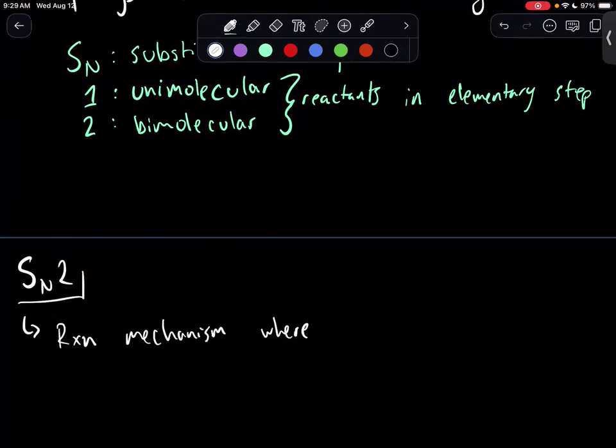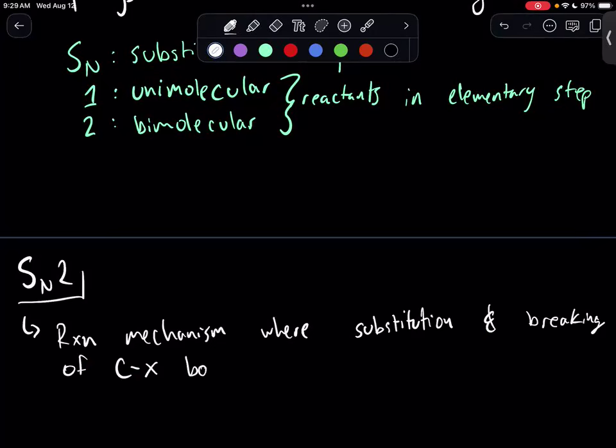where substitution and breaking of the carbon leaving group bond occur simultaneously. So instead of one of those happening first, they actually happen at the same time.